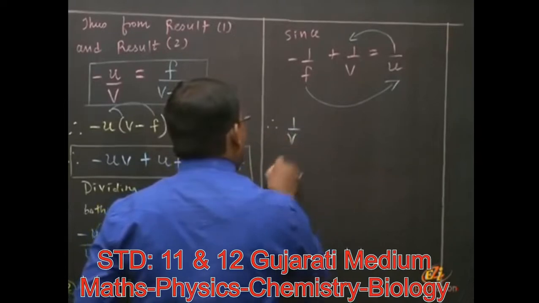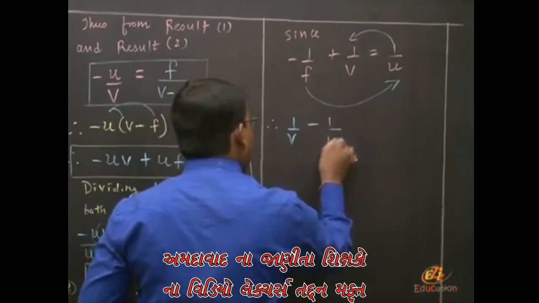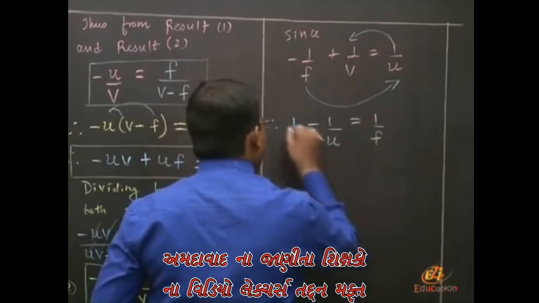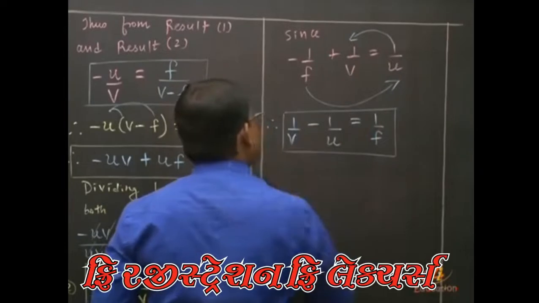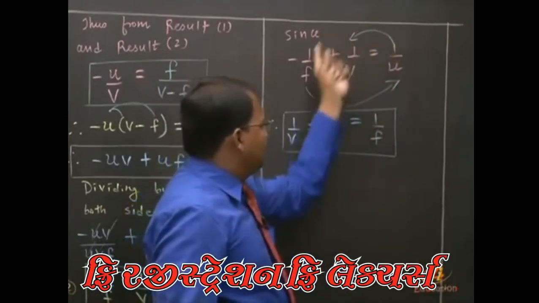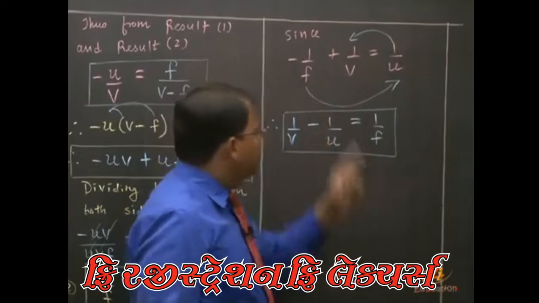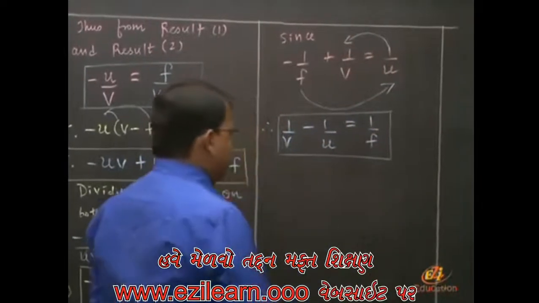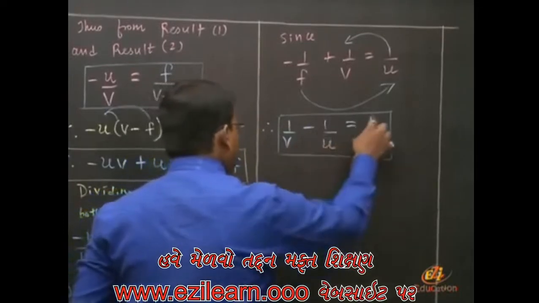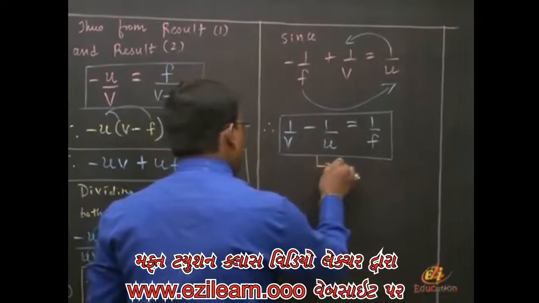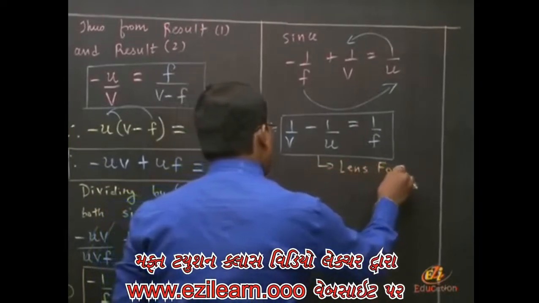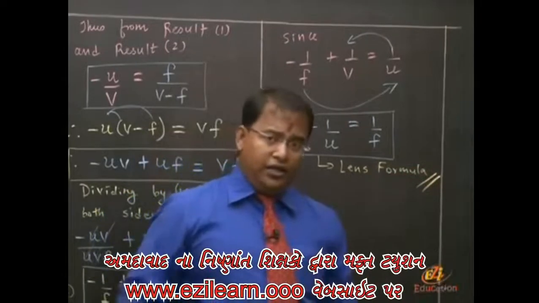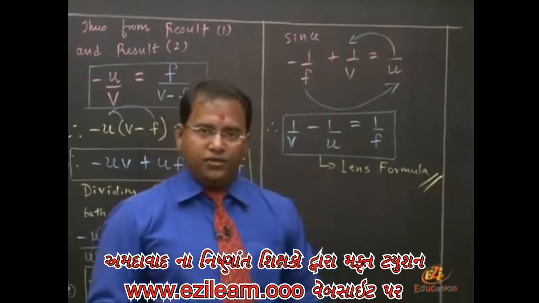So 1 upon V minus 1 upon U is equal to 1 upon F. This 1 upon U comes on this side, and minus 1 upon F goes to that side, becoming plus 1 upon F. This result, 1 upon V minus 1 upon U is equal to 1 upon F, is the lens formula. Yes friends, this result is the final destination for us in this episode.